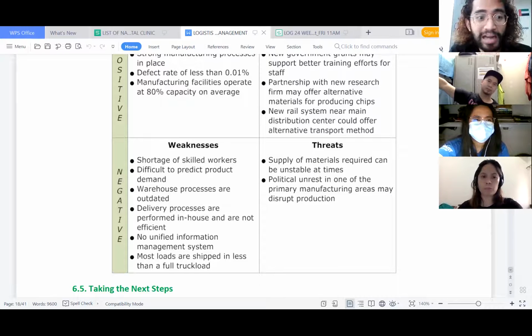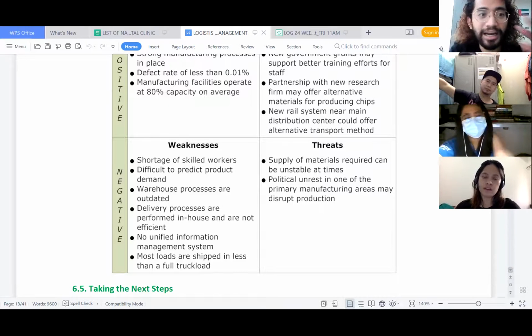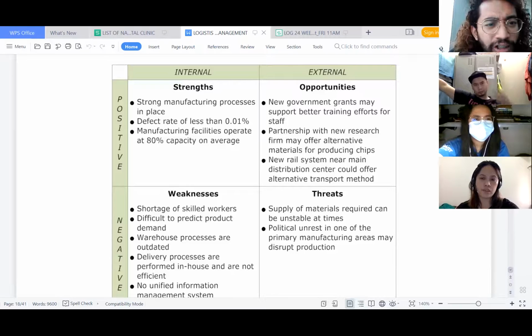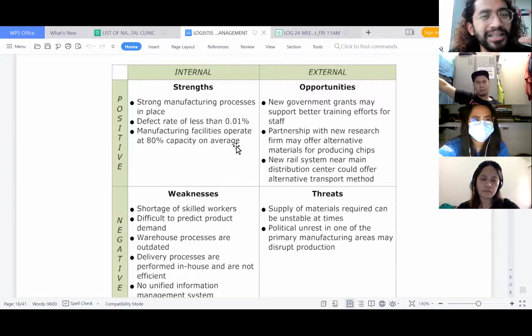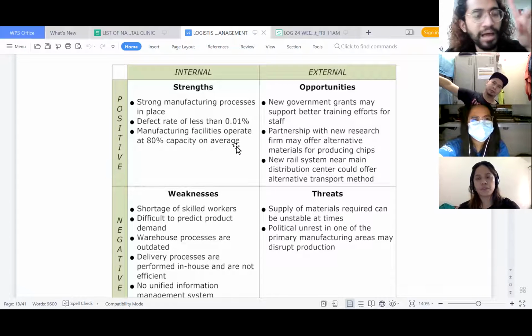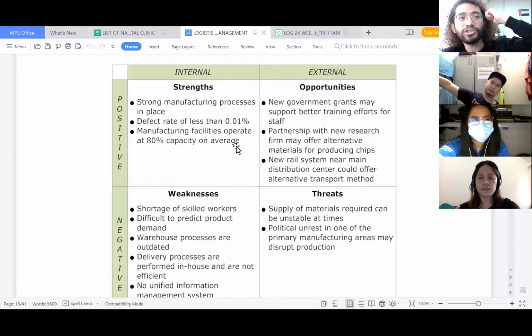There is no correct or wrong answer here, but it depends on the capability or the strength of your company. Strong manufacturing process, defect rate, manufacturing rate. So these are internal factors in the company, but it doesn't say there if they have money. But if they're saying there is a strong manufacturing process in place, that means they could be producing money. They might have money. That's the first problem. You can identify the solution there.